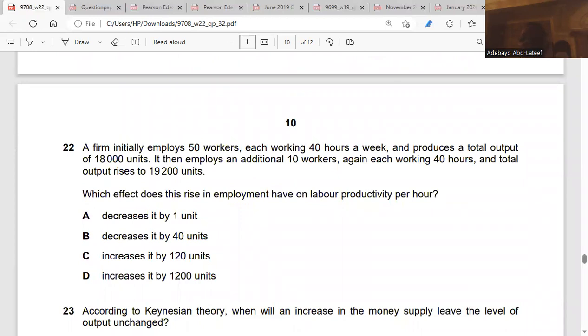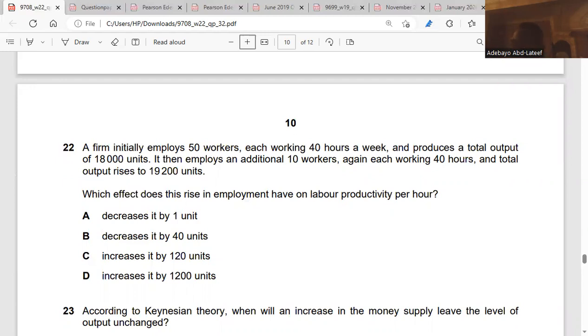A firm initially employs 50 workers, each working 40 hours a week, and produces a total output of 18,000 units. It then employs an additional 10 workers, again each working 40 hours, and total output rises to 19,200 units. Which effect does this rise in employment have on labor productivity per hour? First, we need to find the labor productivity for 18,000 and for 19,200 units. For 18,000 units, 18,000 divided by 50 gives us our productivity, which is 360. 19,200 divided by 60, with the additional 10, gives us 320.